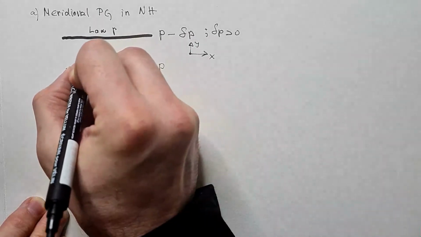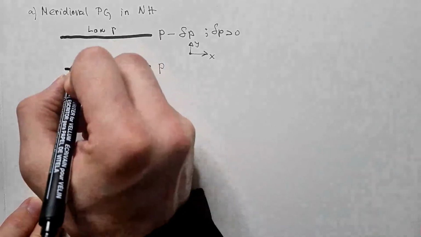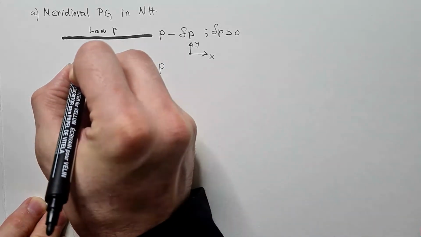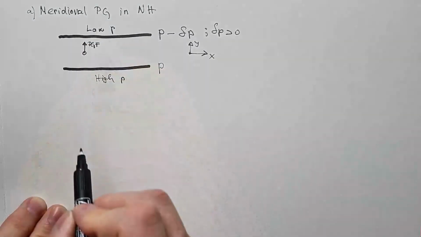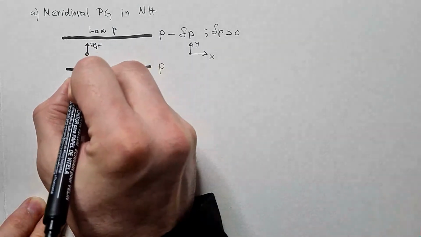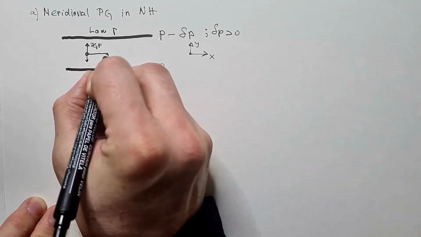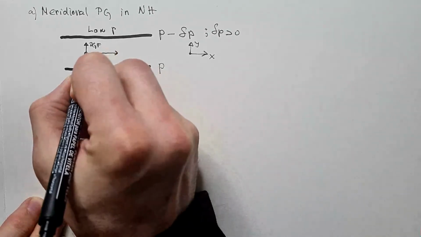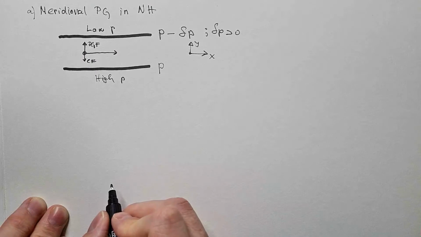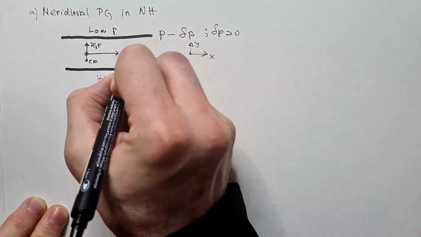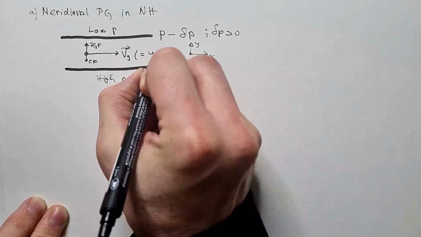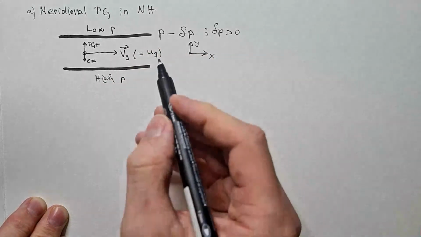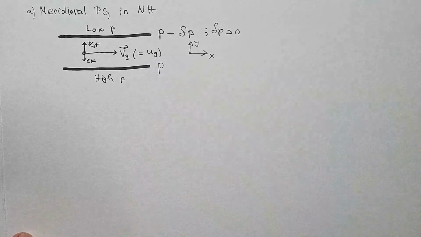We have a parcel of air over here, and there is balance between the pressure gradient force that acts from high to low pressure and the Coriolis force that acts to the right of the wind vector, and this is Vg, the wind vector, and in this case we can see it's purely zonal. We have only the U component.